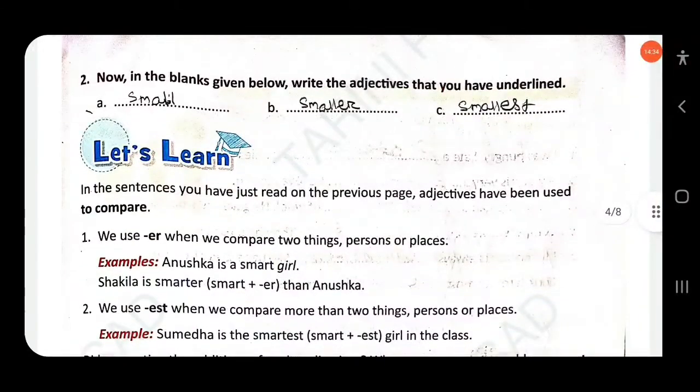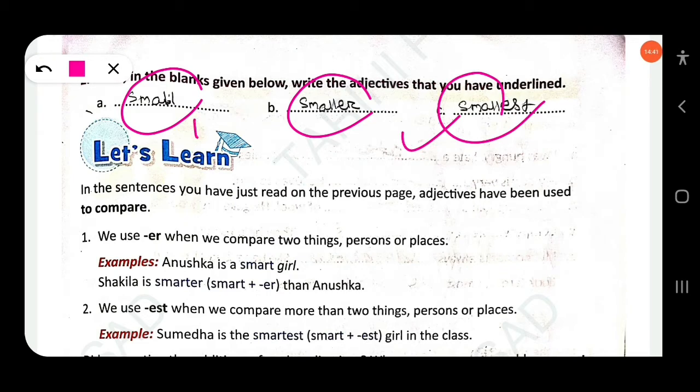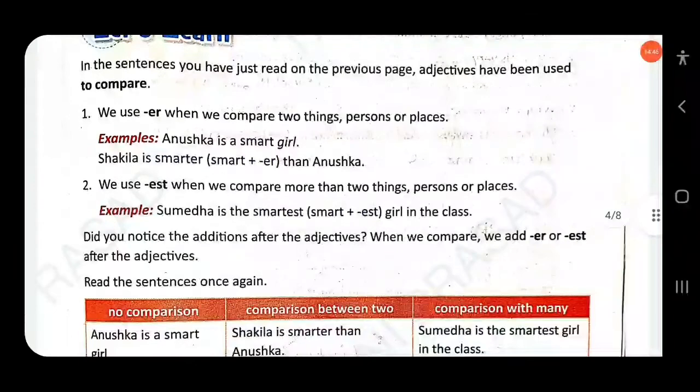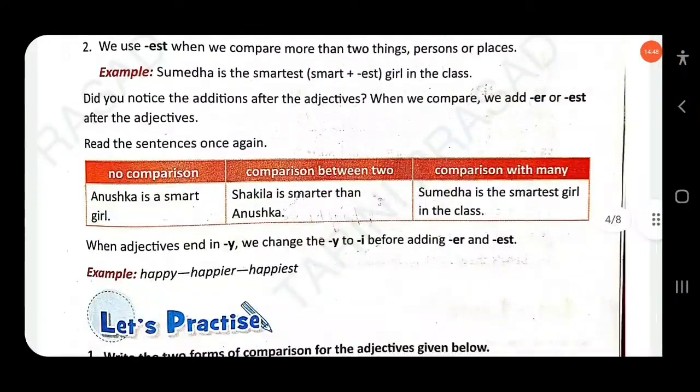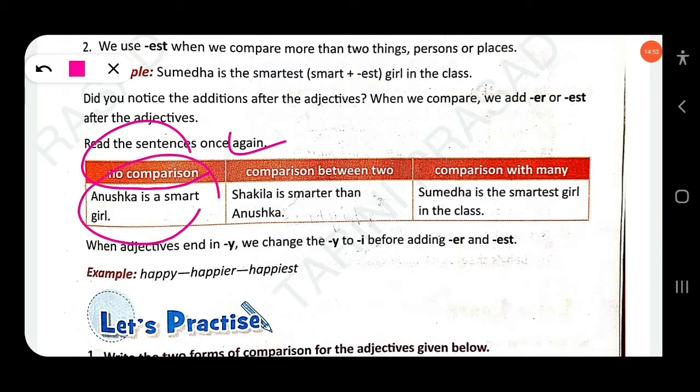Now in the blanks given below, write the adjectives that you have underlined. So small, smaller and also smallest. Positive degree, comparative degree and also superlative degree. Clear? This is positive, no comparison is made. Anushka is a smart girl. Comparison between two: Salika is smarter than Anushka. So here the er form and also than is used. Then comparison with many: the definite article the is used and also the est form of the adjective is used. Clear?